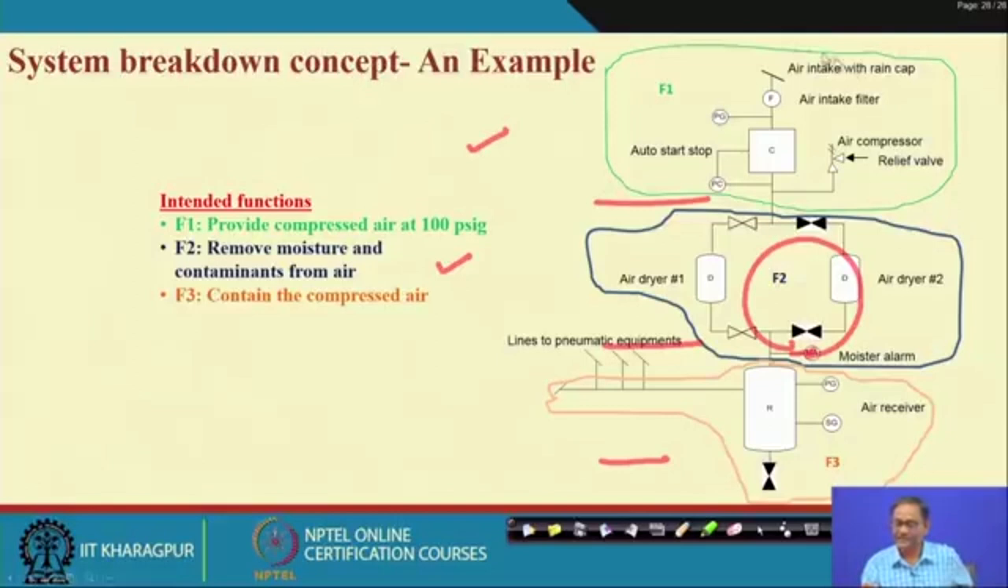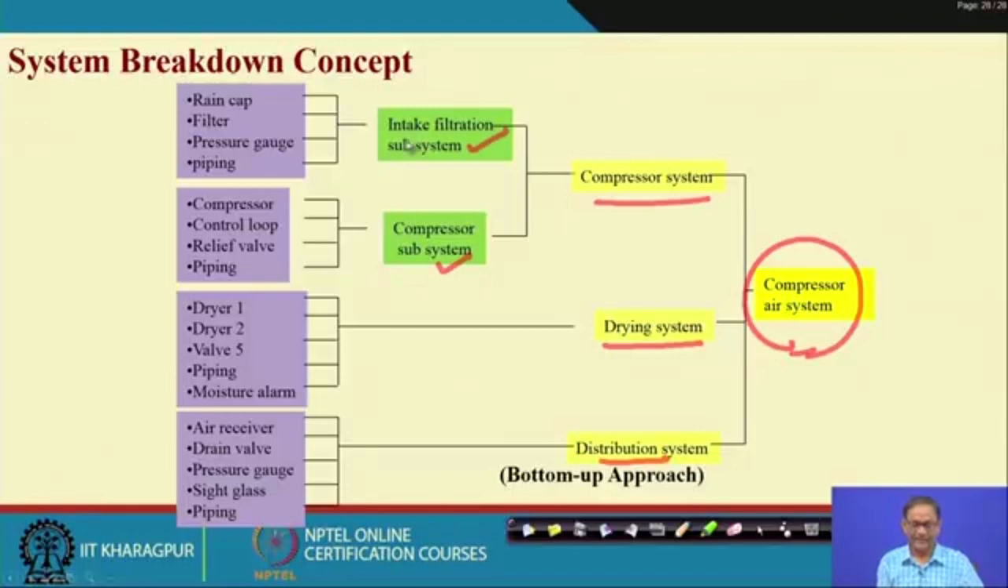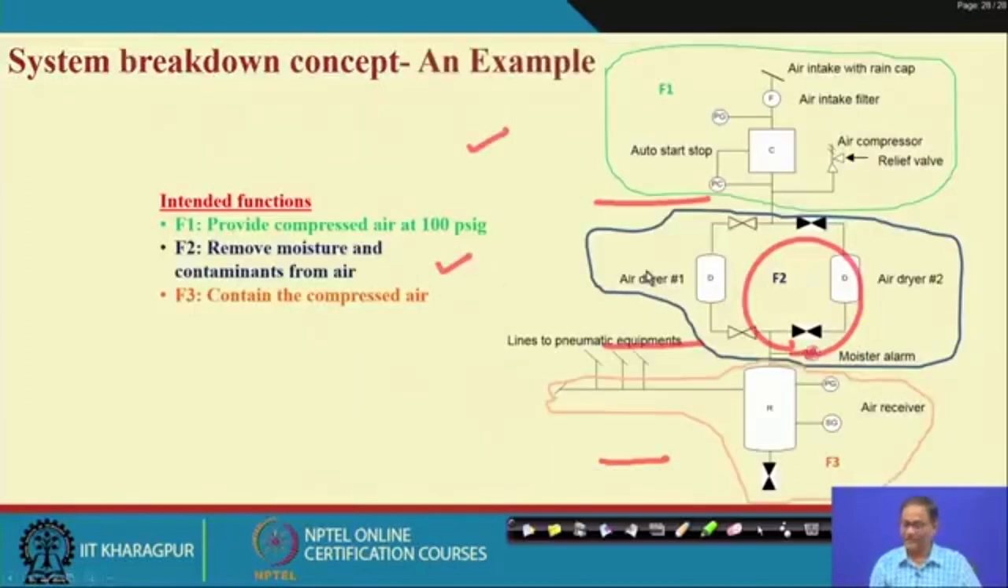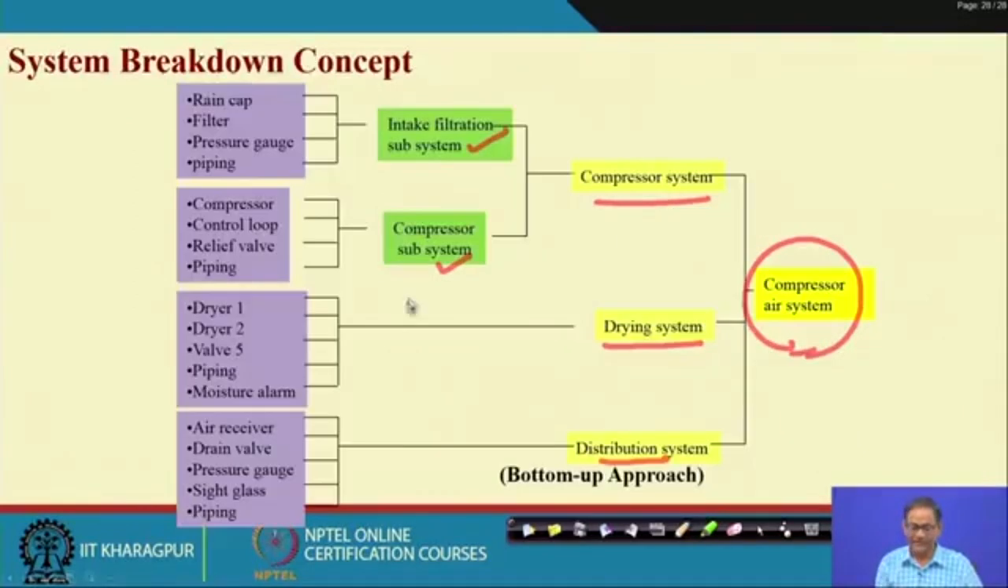So, rain cap, filter, pressure gauge and obviously all those piping, this is basically that intake system, the intake filtration subsystem. Now, if you say compressor subsystem, it has the compressor, pressure control, relief valve, piping, relief valve and pipelines are there. So, in that way the breaking up has taken place.